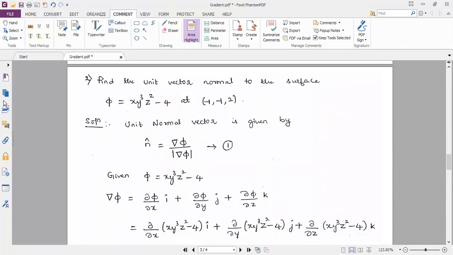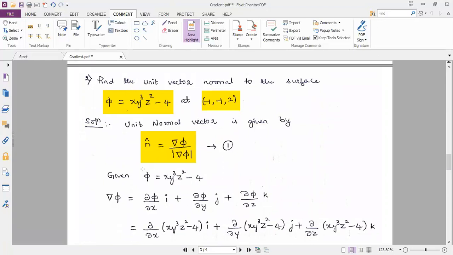Next we will see a problem based on unit normal vector. Question: find the unit vector normal to the surface phi is equal to x y cube z square minus 4 at the point minus 1 comma minus 1 comma 2. Formula: unit normal vector is given by n cap is equal to grad phi divided by magnitude of grad phi. We'll denote it by equation 1.